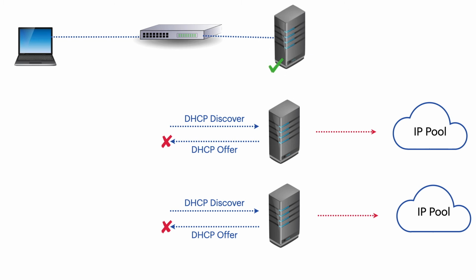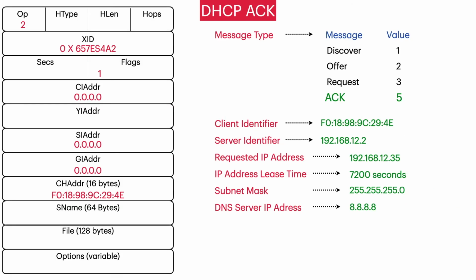The selected DHCP server then forms an acknowledgement message with the your IP address field set to the offered IP address. The rest of the information, containing the IP address lease time, subnet mask, default gateway and DNS server IP address, is maintained in the option field. The message is then broadcasted.